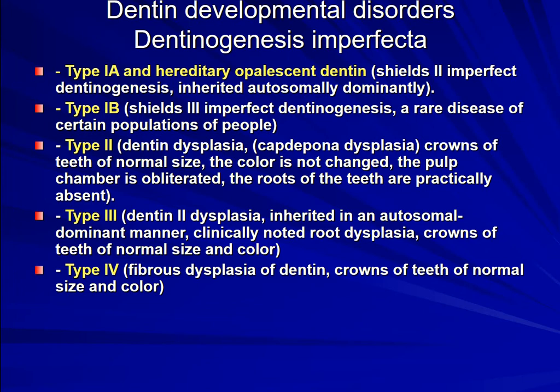Type 2. Dentin dysplasia, Gabdepon dysplasia. Crowns of teeth of normal size. The color is not changed. The pulp chamber is obliterated. The roots of the teeth are practically absent.